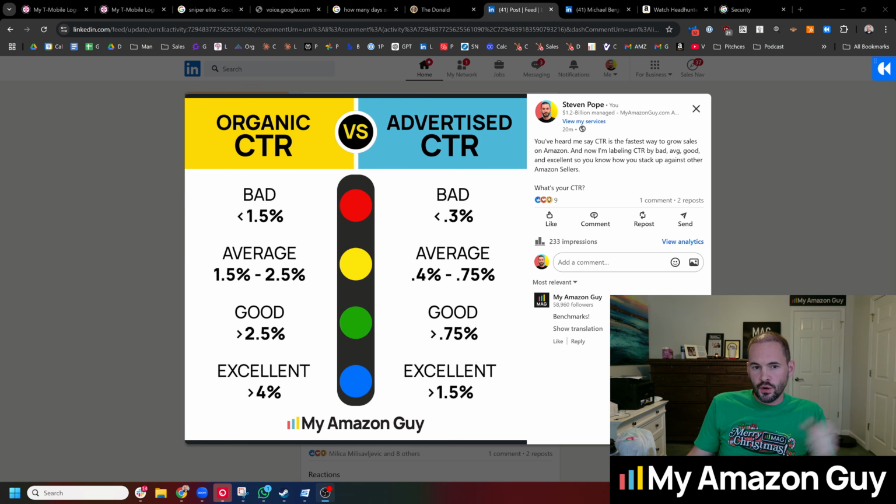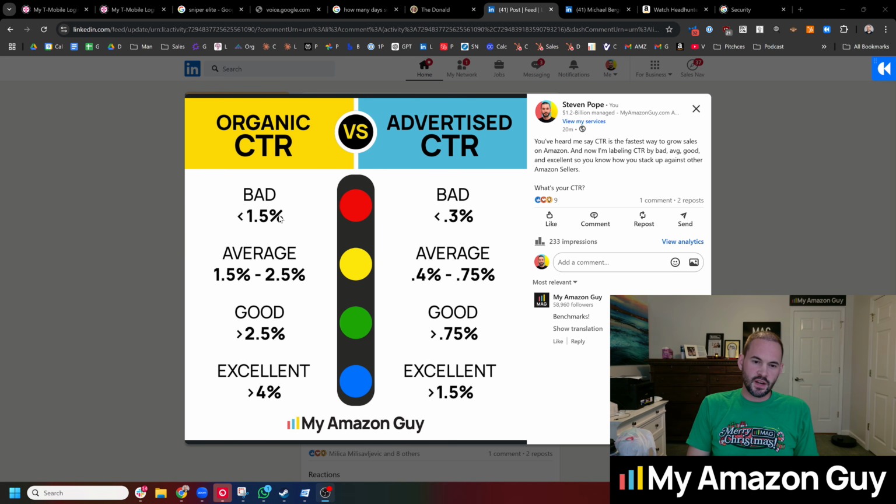So on the left over here, we've got a red light for bad CTR. That is anything under 1.5%. So if out of 100 people, less than 1.5 of them click on your product on the search results page, that's bad. Anything between 1.5 and 2.5%, that's going to put you smack dab in the averages. So 70% of listings will probably end up here. Anything 2.5 and above, that's great or good. And 4% or above, that's excellent.